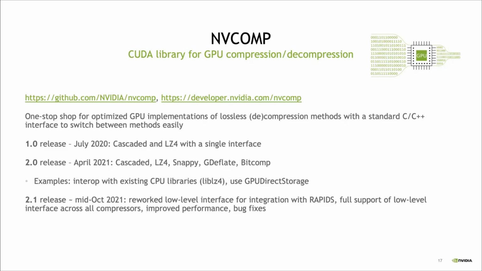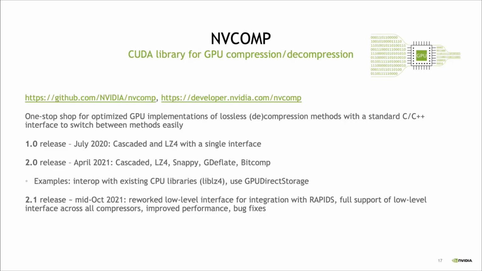It was right about the time where we had all this research and implementation done for Cascaded, and then started looking at LZ4 and did some LZ4 implementation as well. And then we released 2.0 earlier this year. And we added a few new compressors. So we added SNAPPY, we added GDeflate and BitComp. GDeflate and BitComp are proprietary, closed source compressors that we added, and they have their own positioning that I'm going to talk about a bit later.